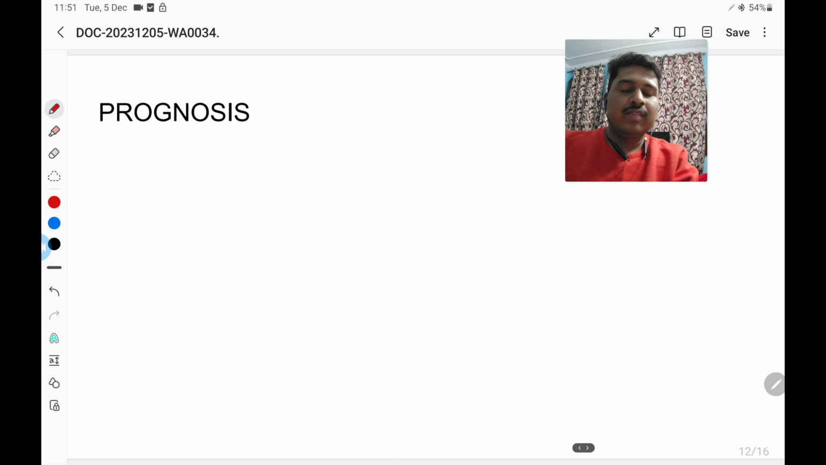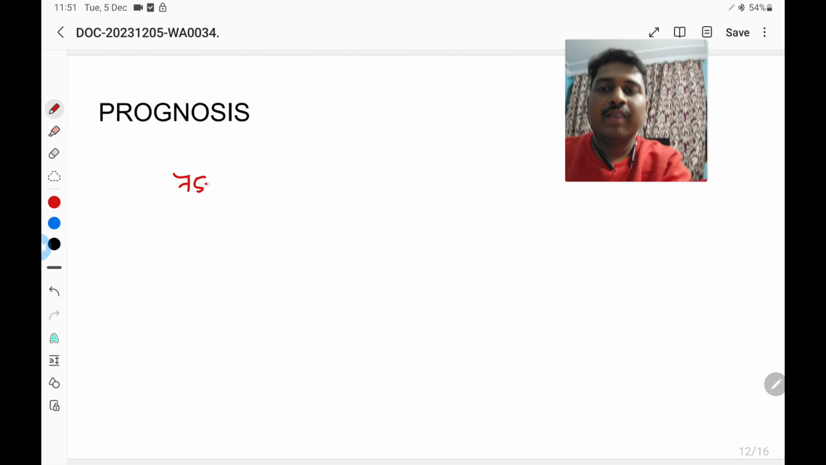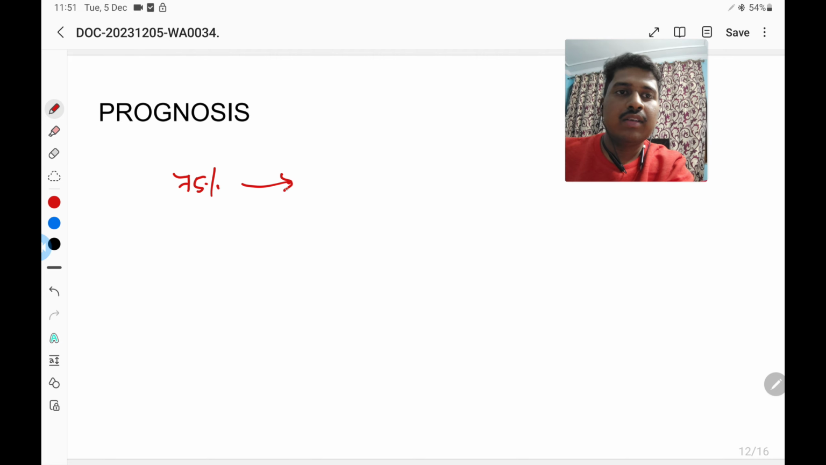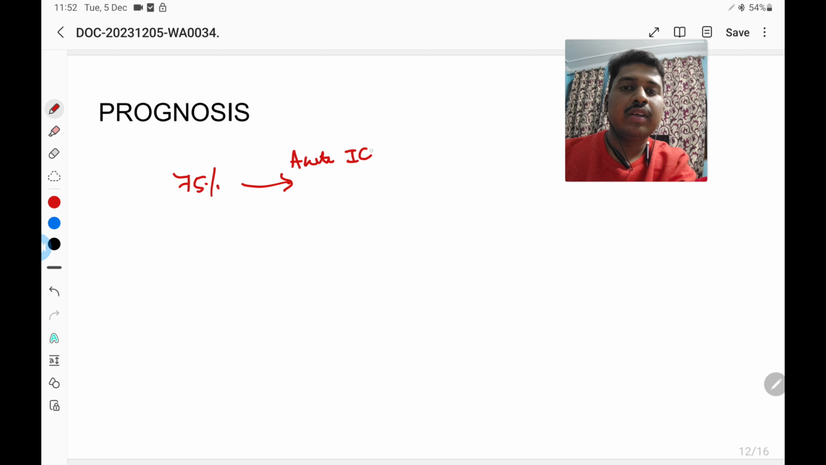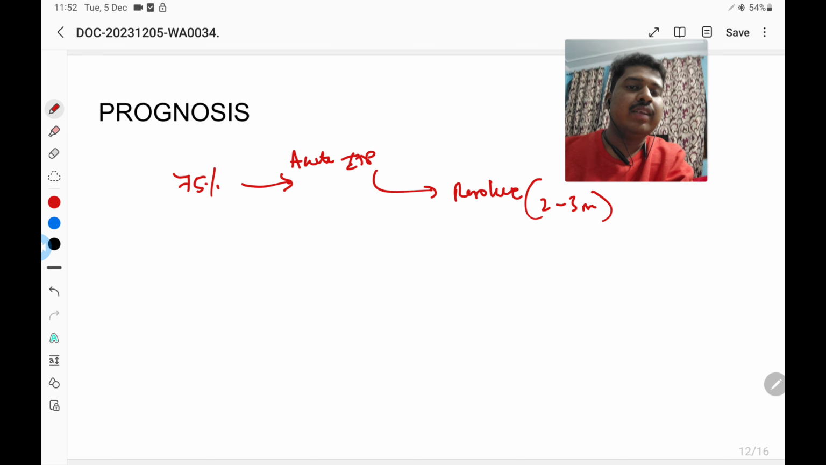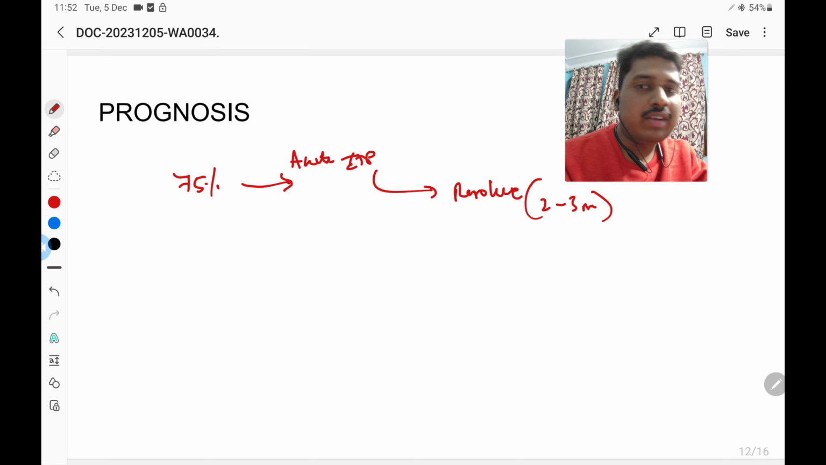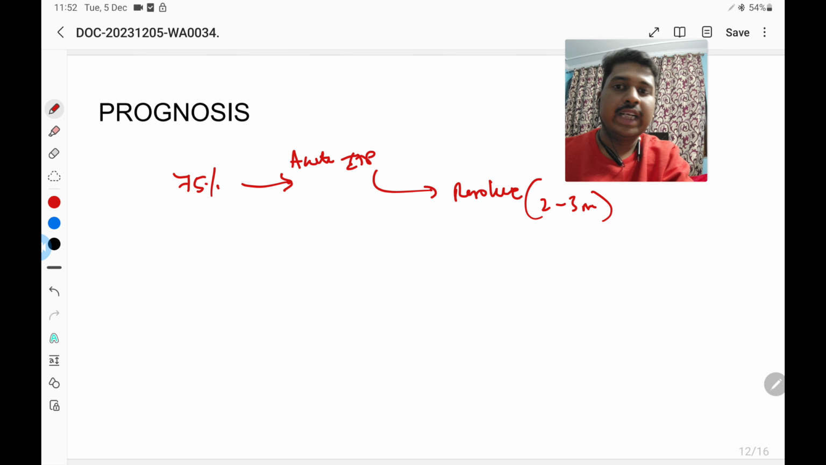Then what is the prognosis? This also examiner expects from you if you are a PG student. So in 75% of the cases of acute ITP in children, it will resolve on its own, within 2 to 3 months. Even if you don't diagnose it, then also it will resolve. So prognosis is good in ITP.